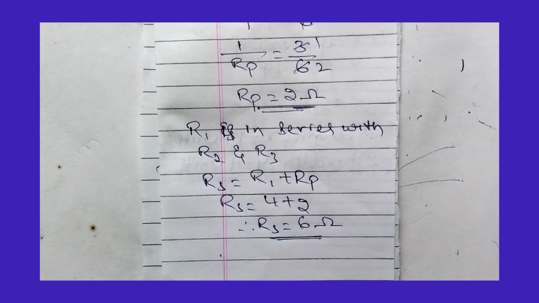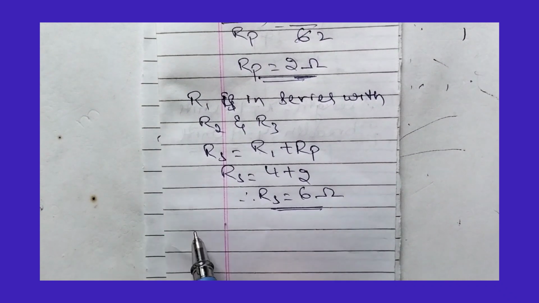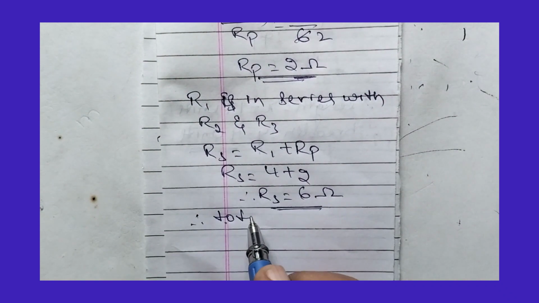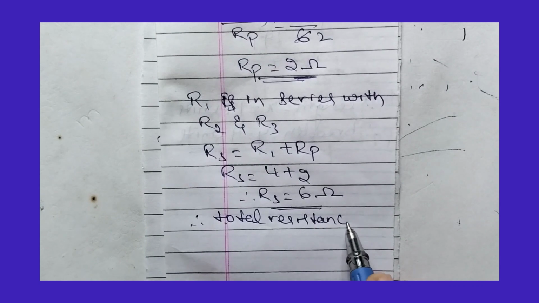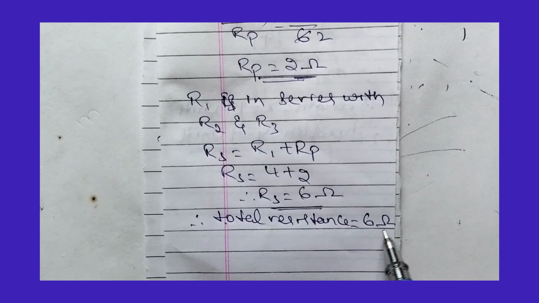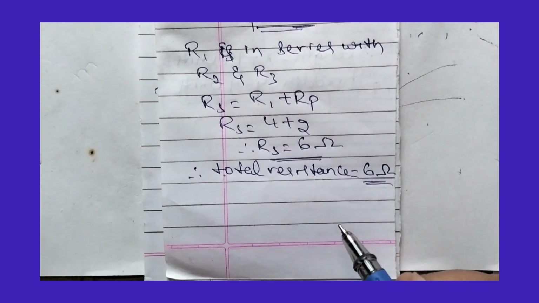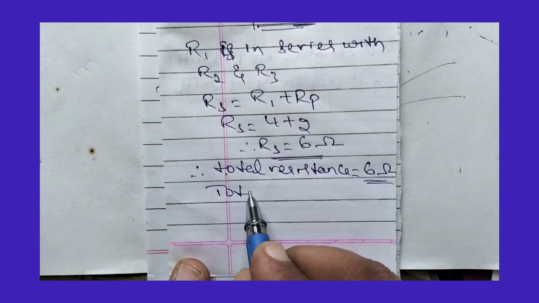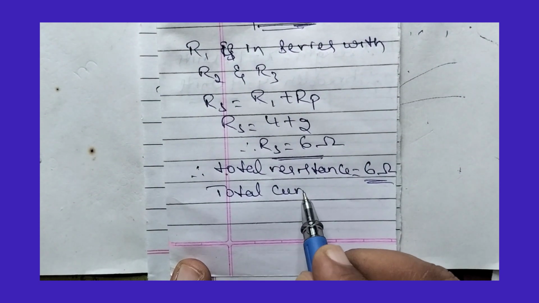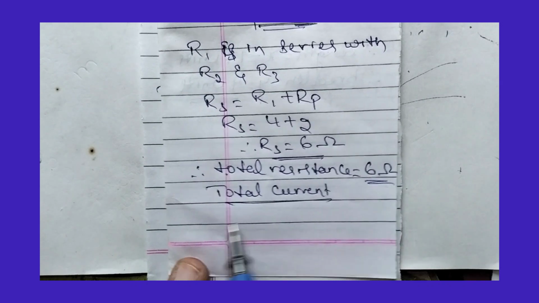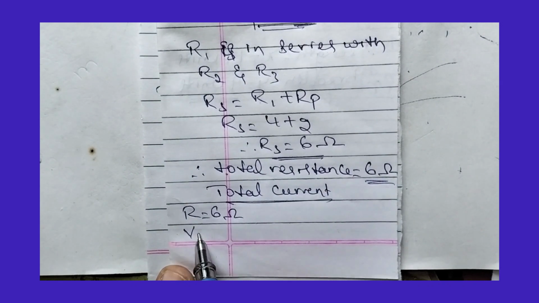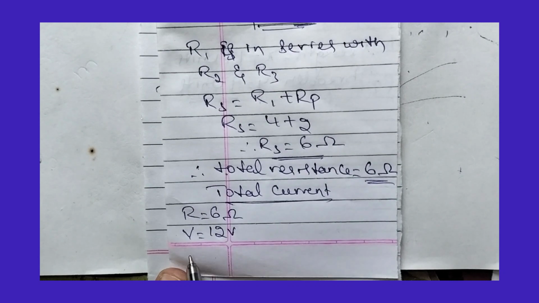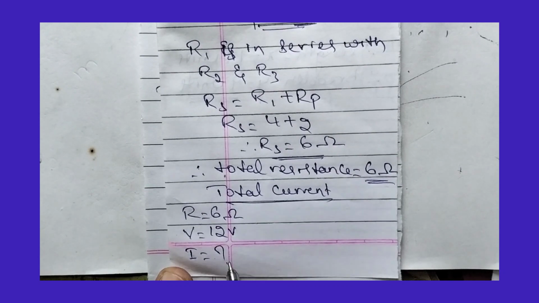So we now know the total resistance. What is the total resistance of the circuit? Therefore total resistance is equal to 6 ohm. Now we have to calculate the total current. Let us calculate the total current now. R is equal to 6 ohm. It is connected to a 12 volts battery. Then I is equal to question mark.